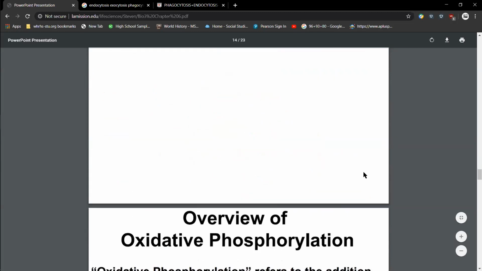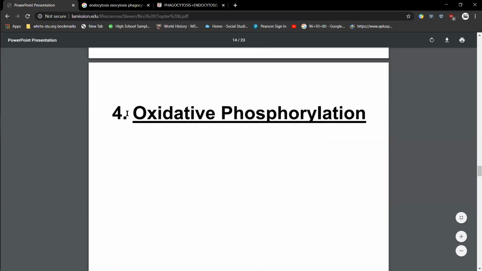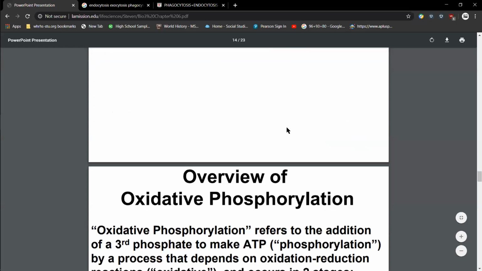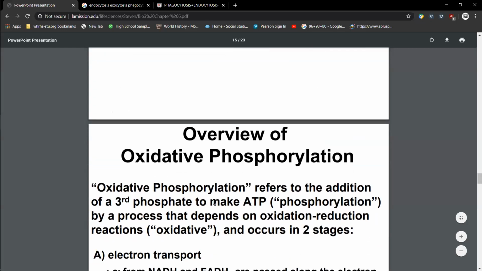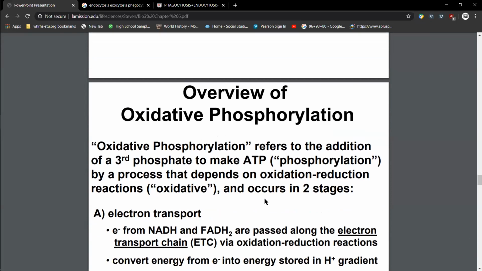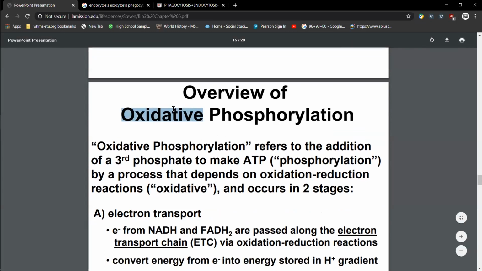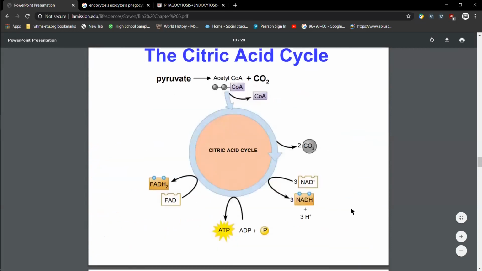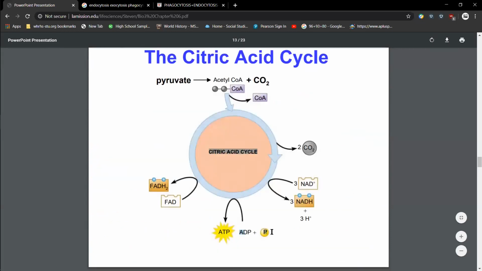So now the final step of respiration is called oxidative phosphorylation. Oxidative phosphorylation is a little more complicated. It contains what we call the electron transport chain, which is the first step of oxidative phosphorylation. The term oxidative you can think of as requiring oxygen, so this requires oxygen. And then phosphorylation: if you remember when I talked about ADP, if you combine that with another phosphate, it forms ATP.